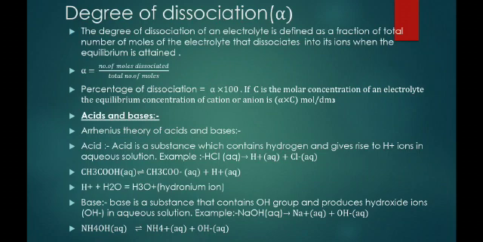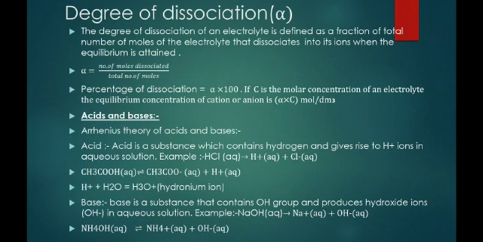Some limitations of Arrhenius theory: Arrhenius theory is only based on the aqueous solution. And Arrhenius was unable to explain some acids like FeCl3 which cannot give the hydrogen ion in their aqueous solution, and some bases which do not give the hydroxyl ion in their aqueous solution. So here are some limitations of Arrhenius theory.